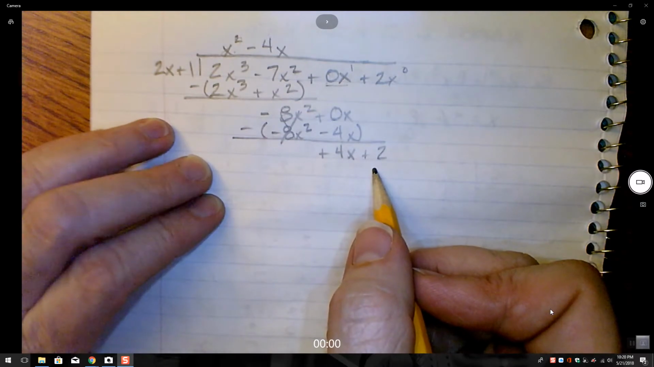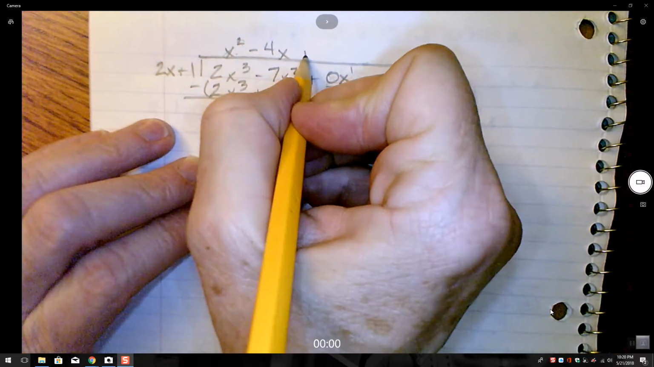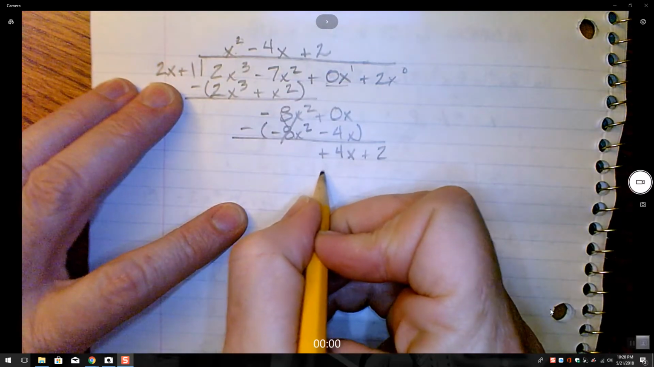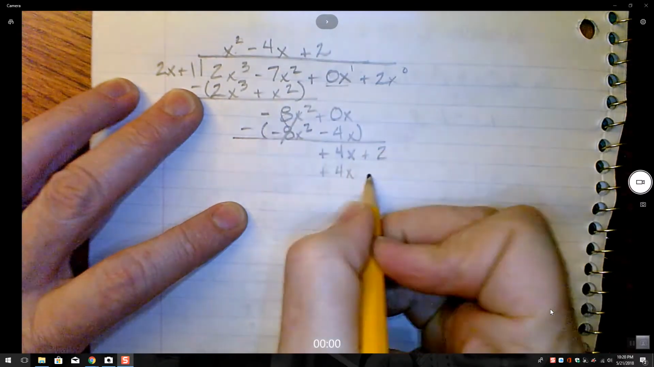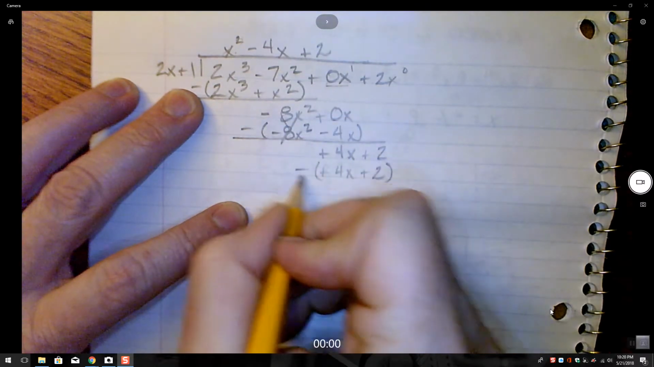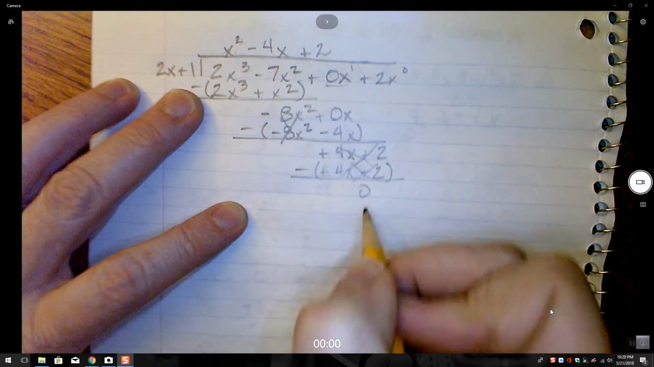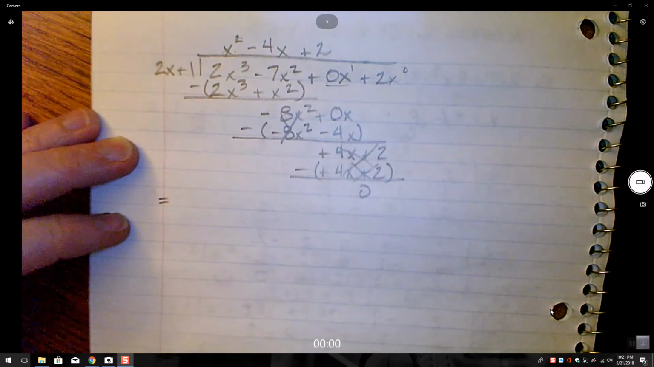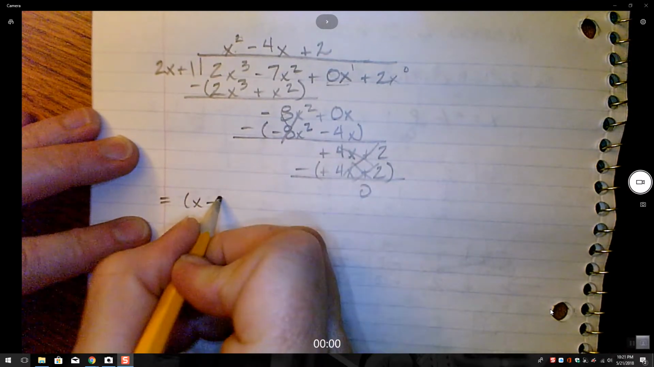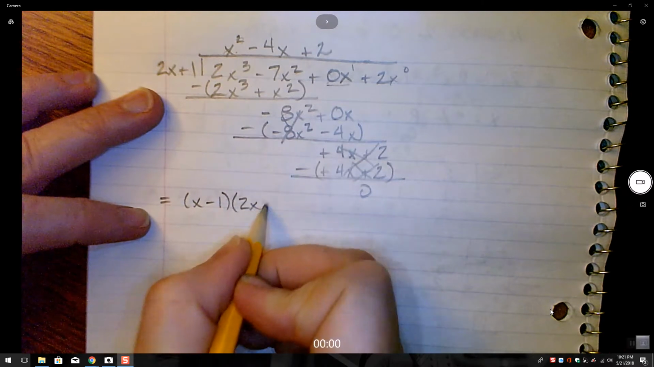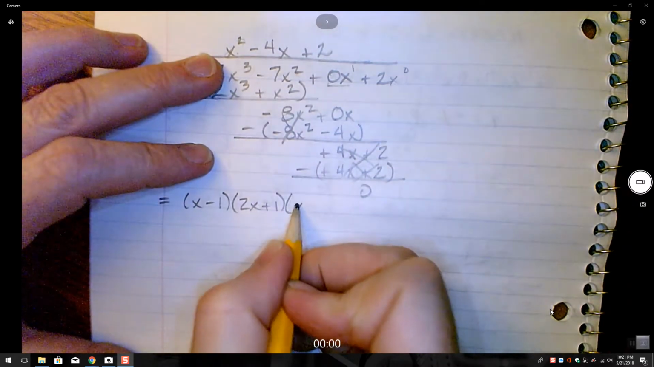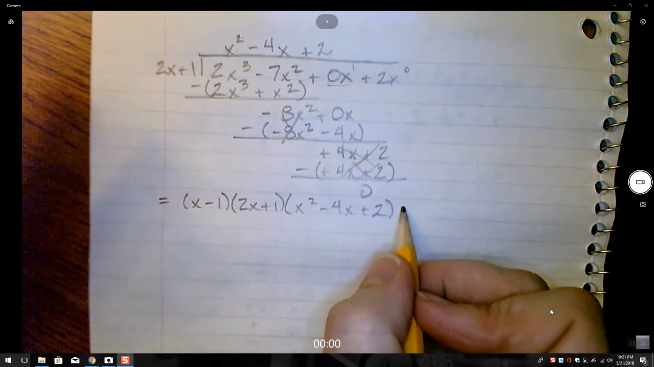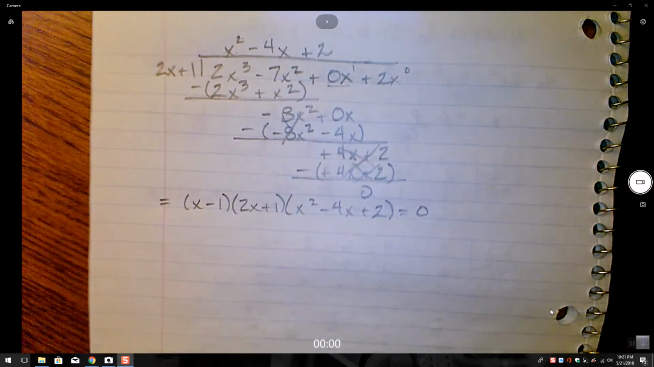Multiply it by 2, and 2 times 2x is going to be 4x. 2 times 1 is 2. Subtracting it, they completely cancel each other out. I have 0 remainder. So basically we know now that if I take my first factor, which was x minus 1, times my second factor, which is 2x plus 1, times x squared minus 4x plus 2, I'm going to get my original polynomial, which was set to equal 0.